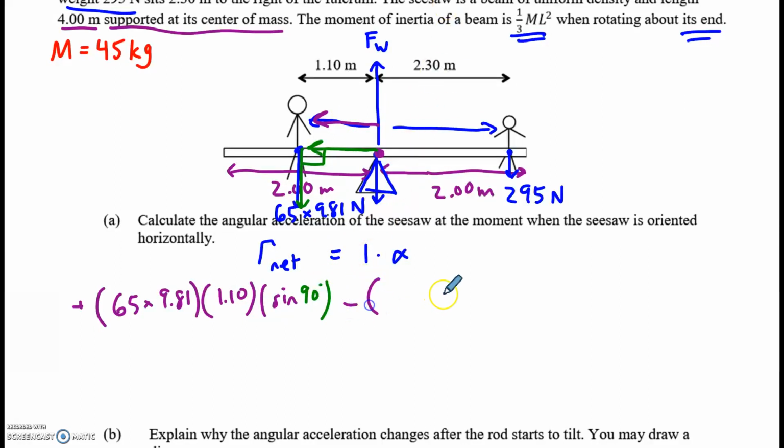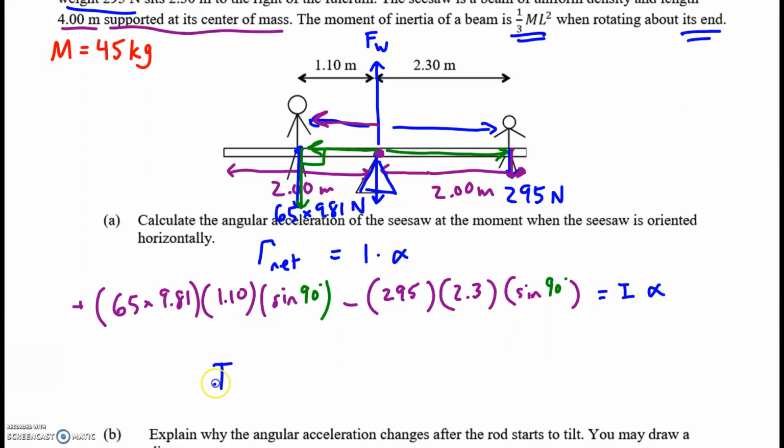Then we have to subtract F R sine theta for the kid. So the force the kid exerts on the beam is her gravity force. How far is she? 2.3 meters from the pivot axis, right? She's off the seesaw. And what's the angle between her downward force and this rightward position vector? It's 90 degrees. All of that is equal to the moment of inertia times alpha.